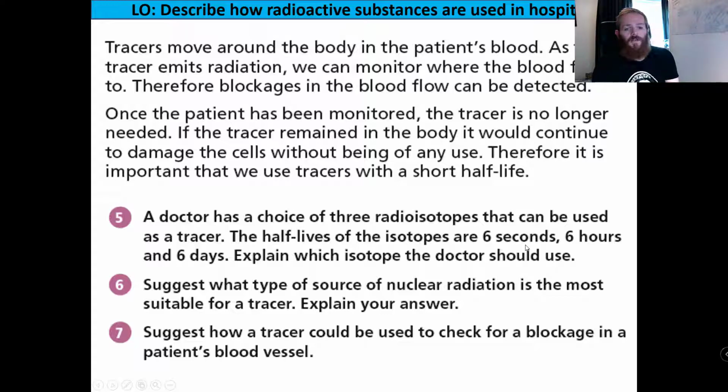By the time you've administered that, and got the person ready and got them sat in the thing, most of it has decayed and you're going to end up with very little in the bloodstream that's going to show you what you need to see. 6 days is too long.